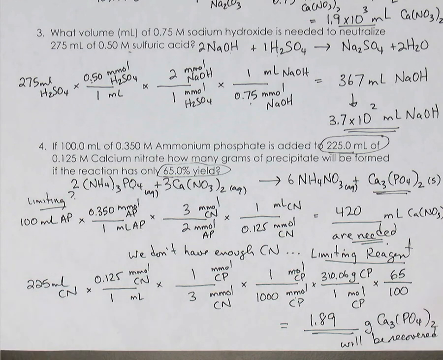Alright, so that was the more complicated question involving limiting reagents, involving solubility rules, percent yield. If you understand that question, you're doing pretty well in this unit on solutions in grade 11 chemistry. So I hope that helps.